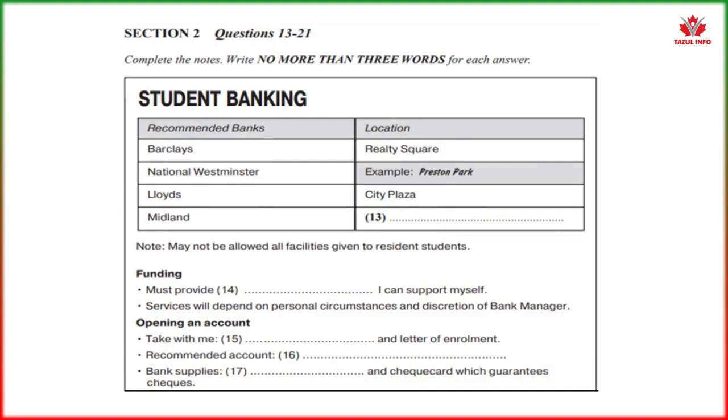Right. Well, as you probably know, you'll need to open a bank account while you're here. It's the safest place to keep your money, and it's best to open an account with one of the major banks. You should each have a handout with the names and addresses. There's Barclays in Realty Square, National Westminster in Preston Park, Lloyd's in City Plaza, and Midland in Hope Street. All these banks offer special student accounts.